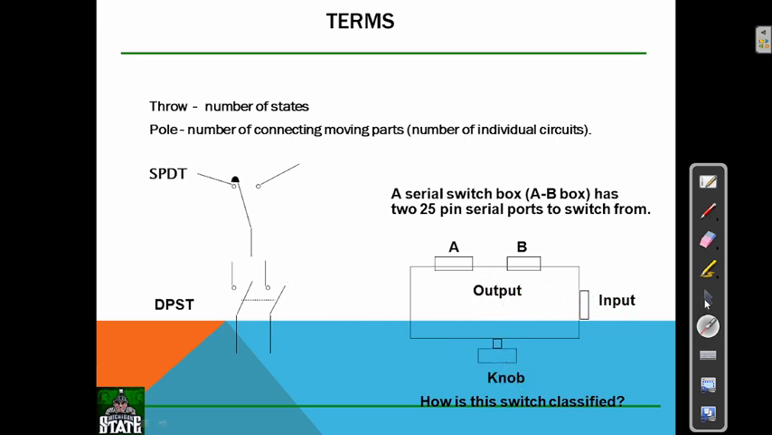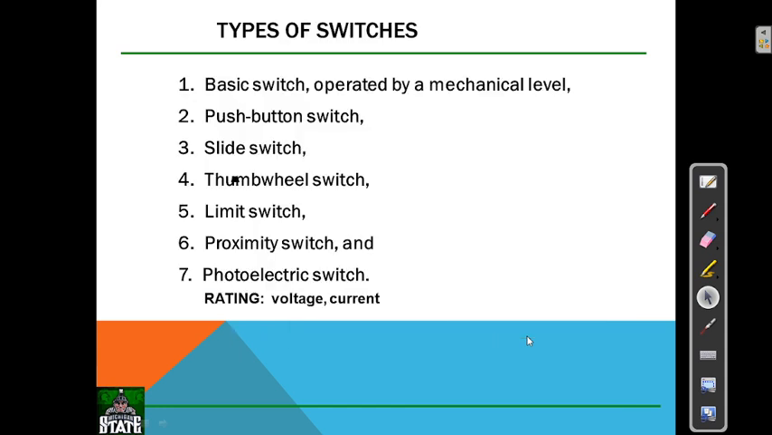How are switches classified? Basic switches are operated by a mechanical lever. The types of switches are push button switches, slide switches, thumb wheel switches, limit switches, proximity switches and photoelectric switches. These are all rated for voltage and current.